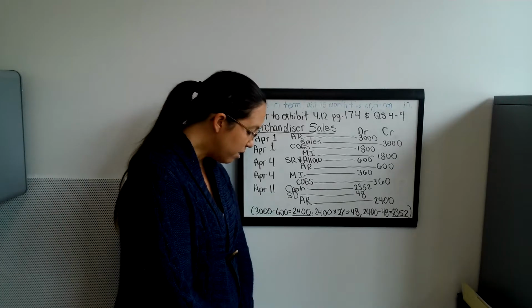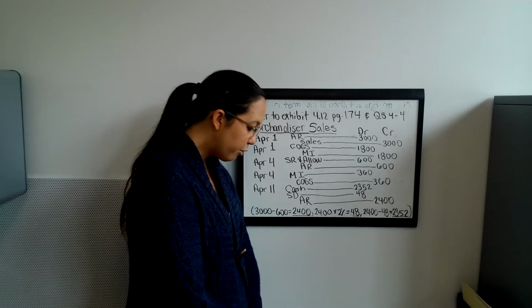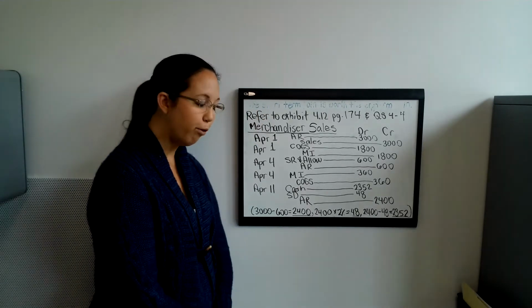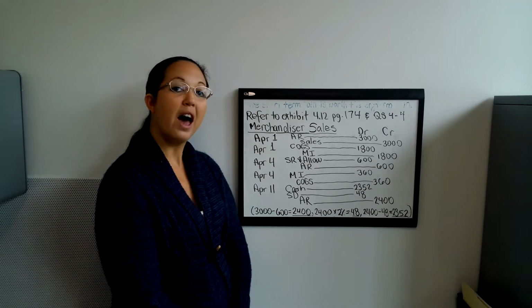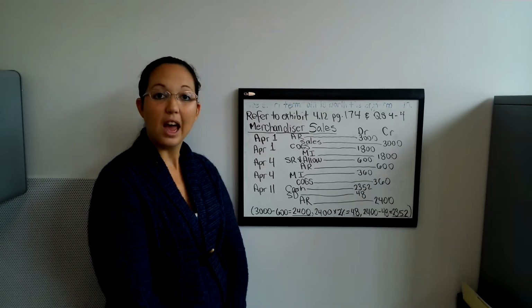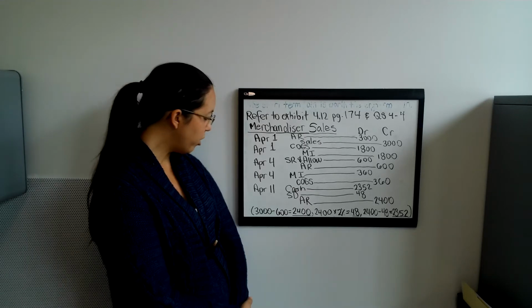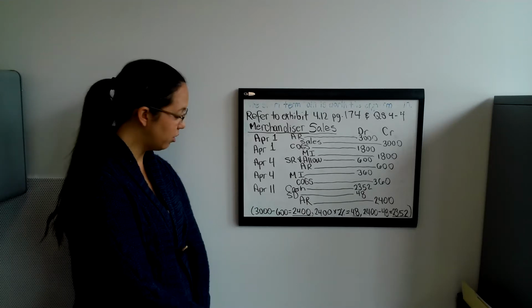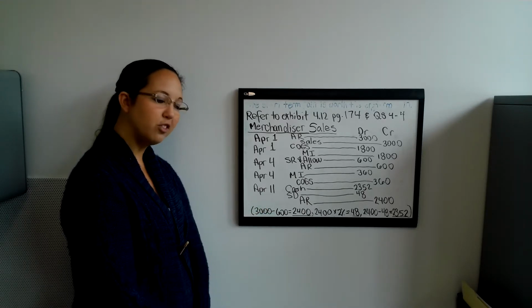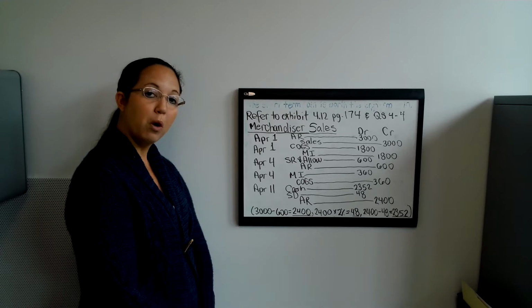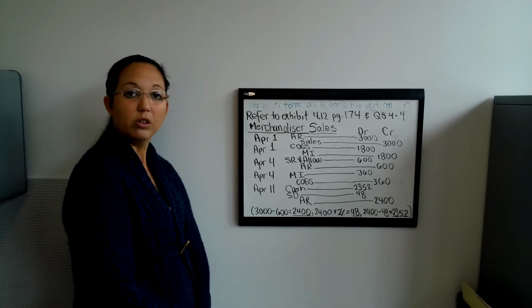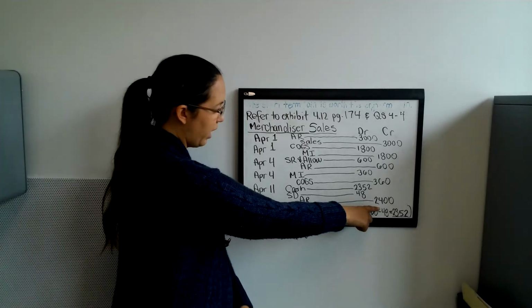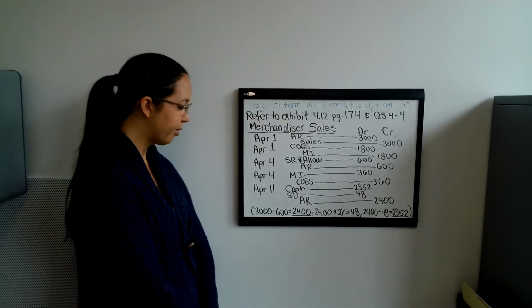On April 11th, it says we received payment for the amount due from the April 1st sale, less the return on April 4th. So on April 11th, that falls within the discount window, so the customer can take a discount on the merchandise. So I've recorded for you here, originally they owed us $3,000. We had to take out the return of $600, which left us with $2,400. That was what was owed to us, okay, which you see reflected here in accounts receivable.